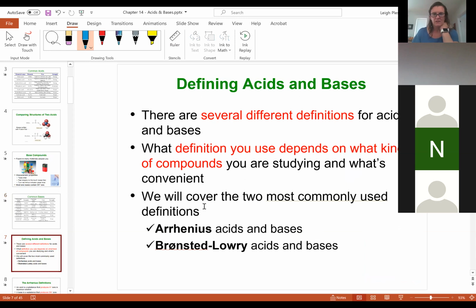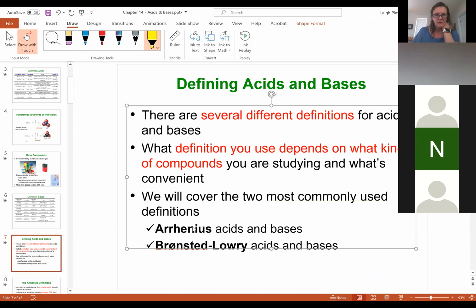Okay, so I want to get to definitions of acids and bases. There are a couple different ways of defining acids and bases. There's what's known as Arrhenius acids and bases, and Bronsted-Lowry acids and bases. For acids, Arrhenius and Bronsted-Lowry are the same molecules, but there's a little bit of a difference for bases.